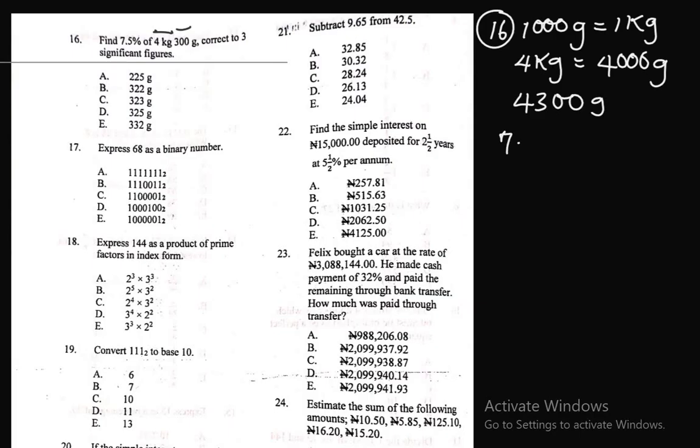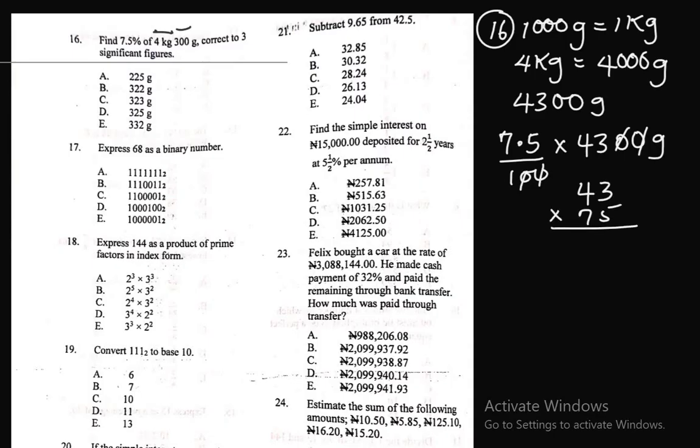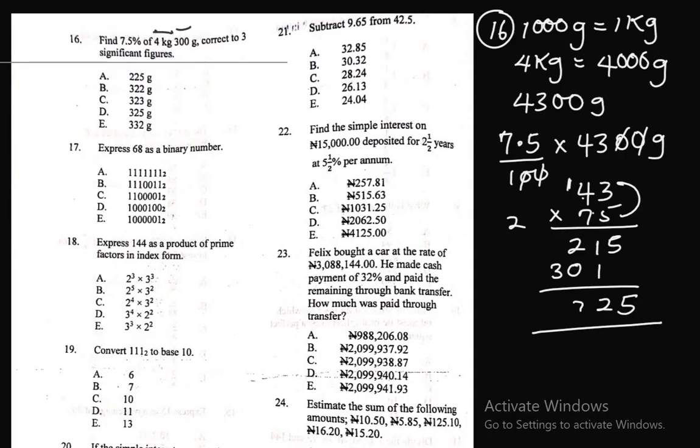7.5% is the same as 7.5 over 100. The percentage sign means divide by 100. Now times 4300 grams. These 2 zeros cancel these 2 zeros. So we have 43 times 7.5. Multiply by 7.5. Once you're done, you put 1 decimal point. 5 times 3 is 15. 5, put 1 here. 5 times 4 is 20 plus 1, 21. 7 times 3, 21. 1 carry 2. 7 times 4, 28. 28 plus 2, 30. So summing this, we have 322.5.